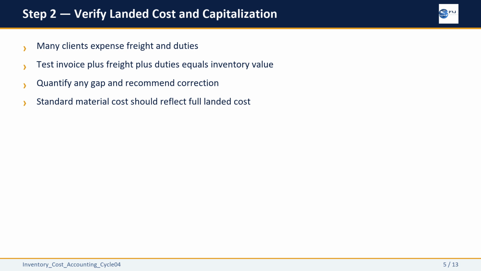And don't stop at the purchasing side. Check that the standard material cost in the cost card reflects the full landed cost, not just the supplier invoice price. A standard built on invoice price alone will quietly mislead every margin calculation downstream.